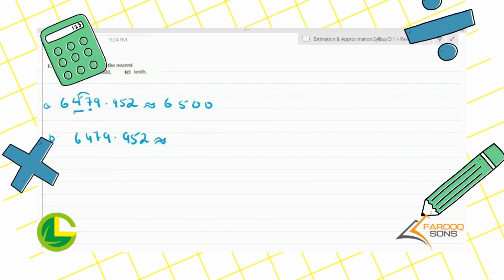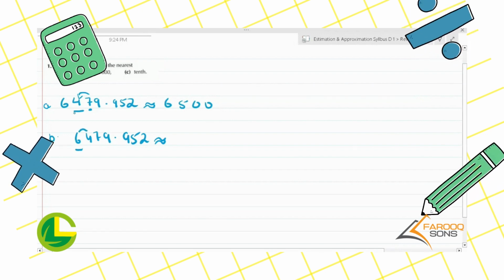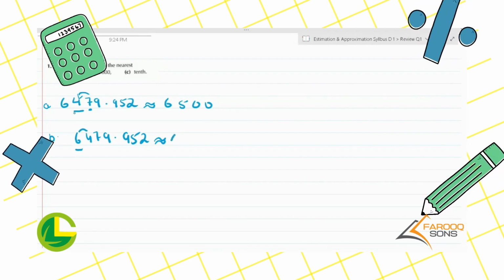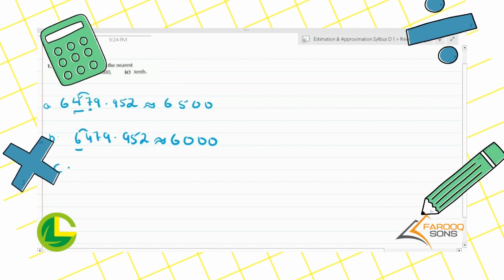And now this is the digit I'm rounding off to. The 4 decides to give a plus 1 or not. The 4 cannot give a plus 1. Hence, the 6 remains the 6. And the rest 3 numbers will become zeros. There we go. Part C, we have to round it off to the nearest tenth.